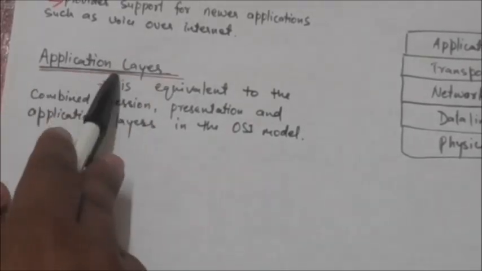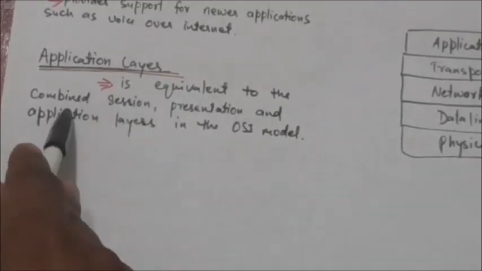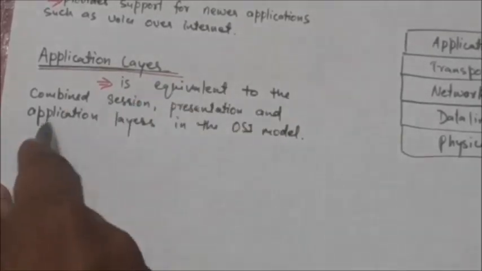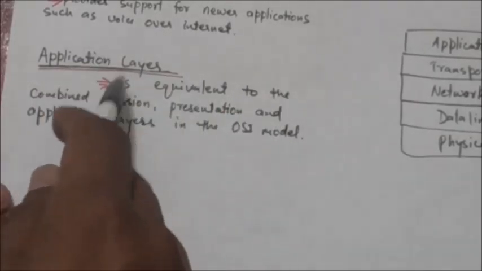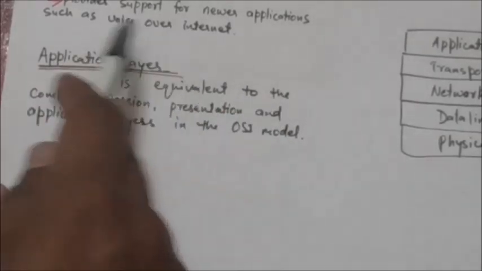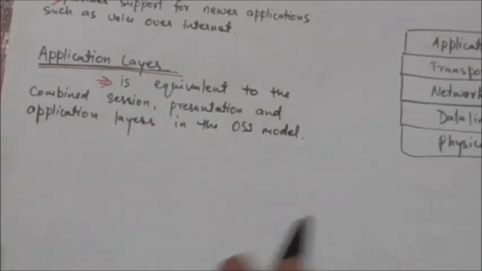The application layer in the TCP/IP protocol suite is equivalent to the combined session, presentation and application layers in the OSI model. Many protocols are defined at this application layer. About them we will study later in separate tutorials.